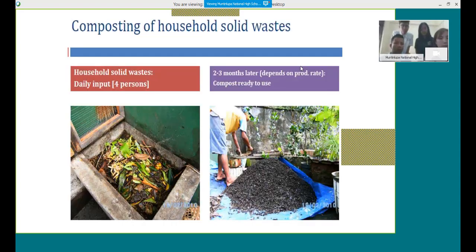They also have composting of household solid waste. So the daily input, the different solid waste materials coming from food preparation and other things done at home, are collected and piled into the compost pile. Two to three months later, they will have the product, which is compost ready to use.